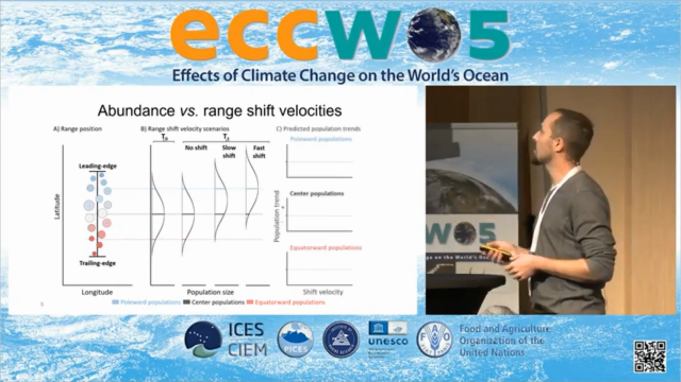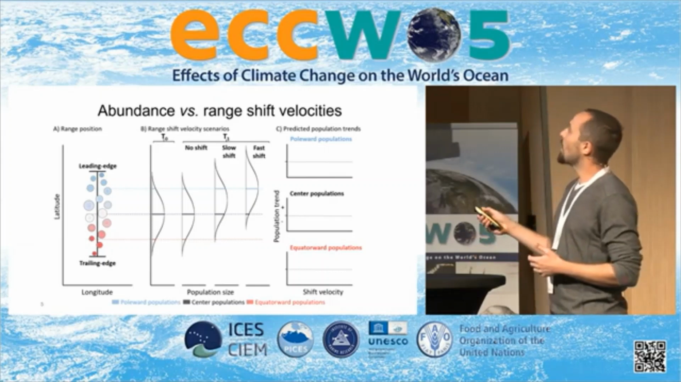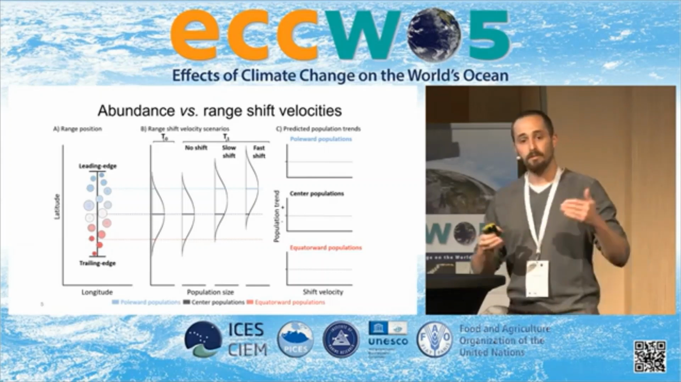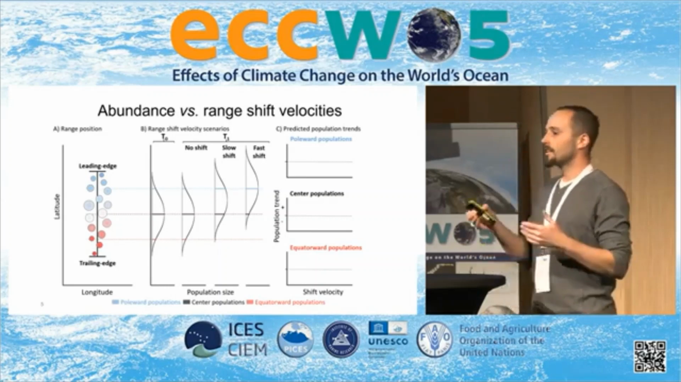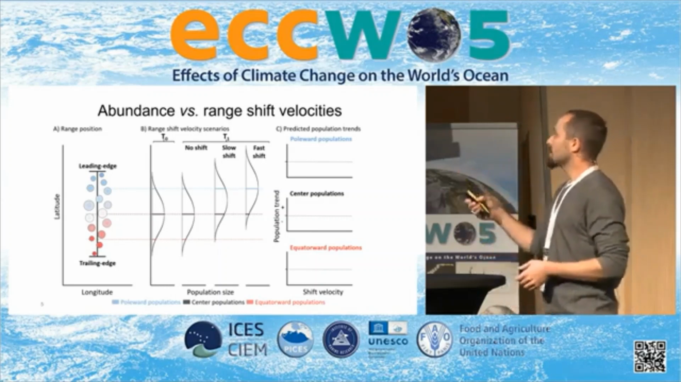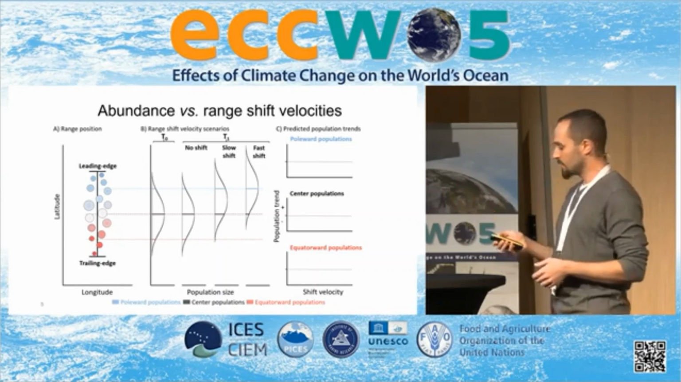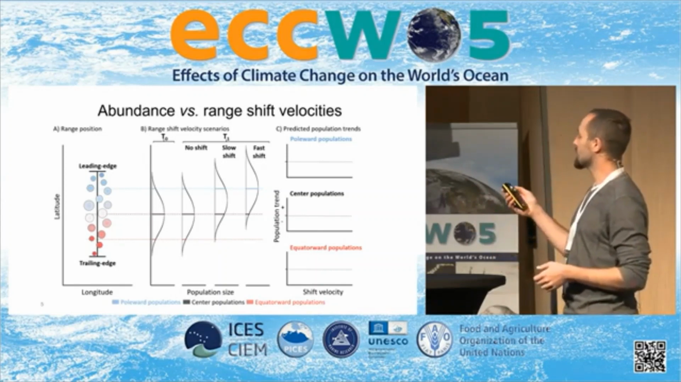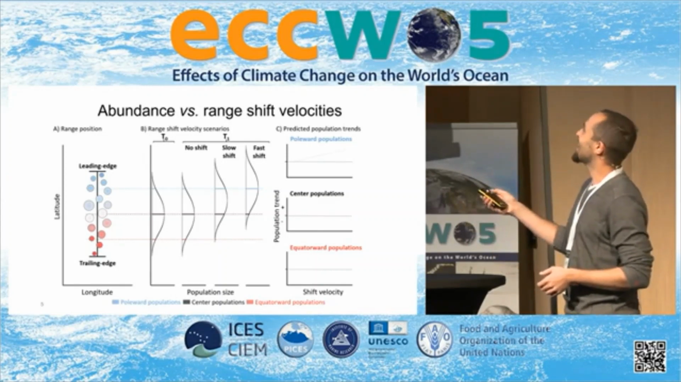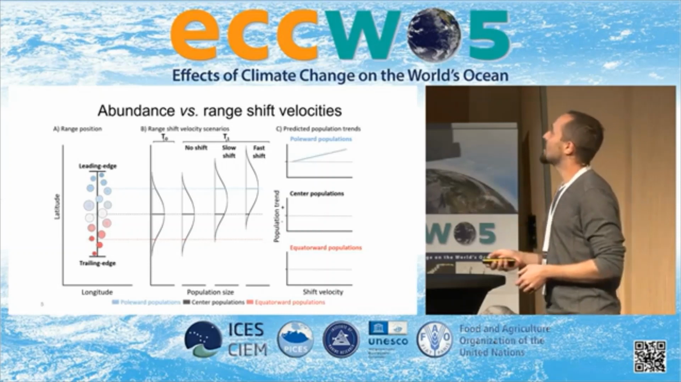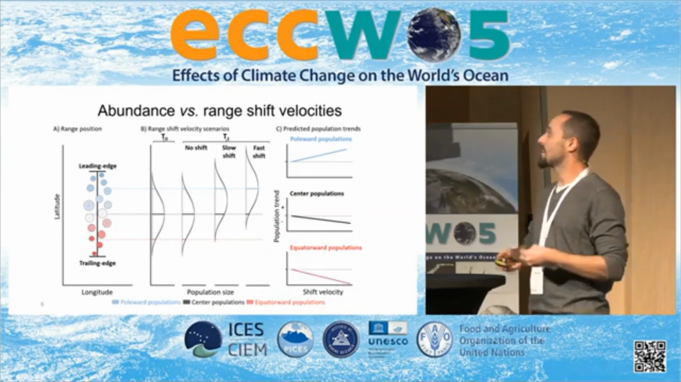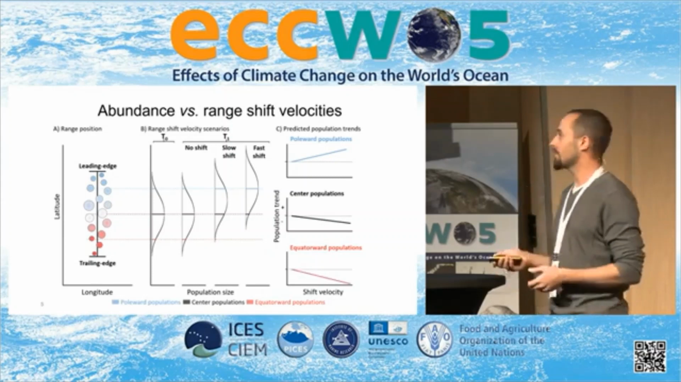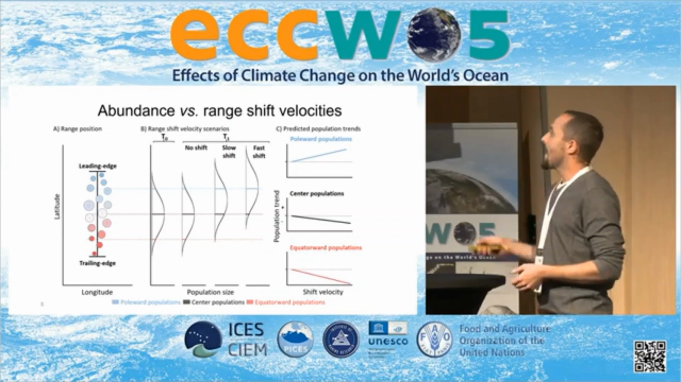Finally, if we summarize the relationship here, we have on the y-axis the population trends, with positive values for populations that increase in abundance over time and negative for those that decline. On the x-axis, we have the shift velocity. Forward populations should increase in abundance. Center populations should slightly decline, and equatorial populations might drastically decline and perhaps even be extirpated from a specific region.